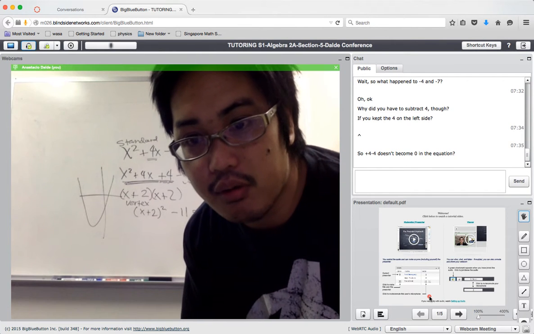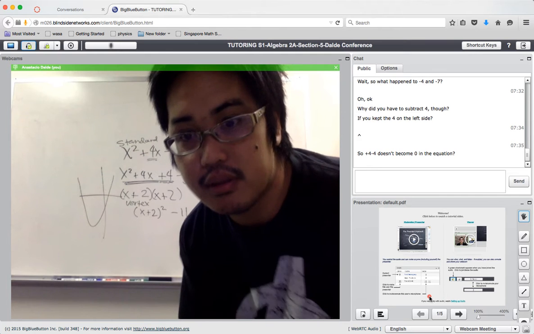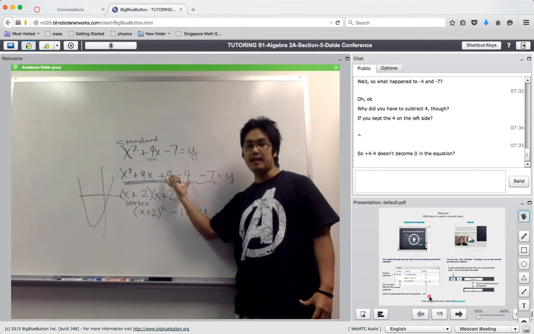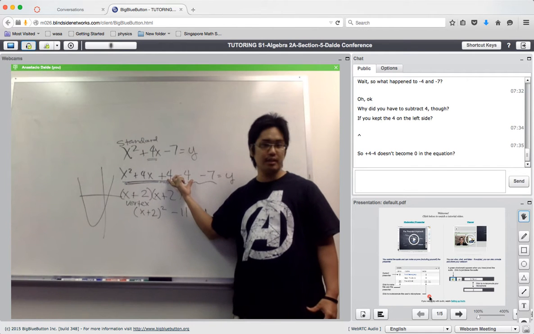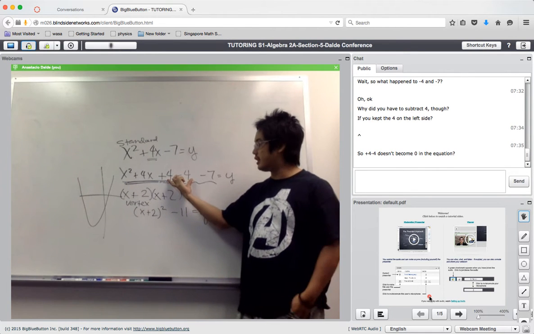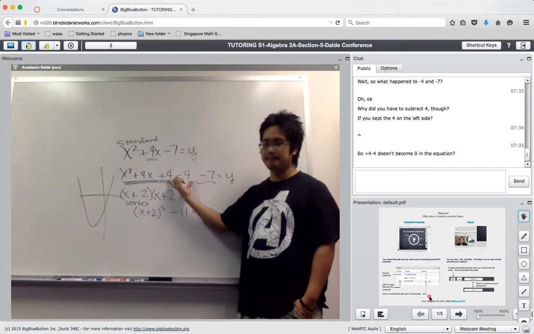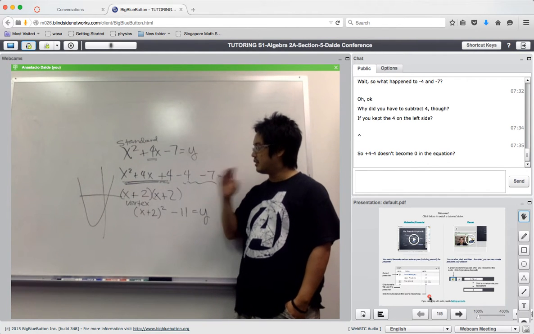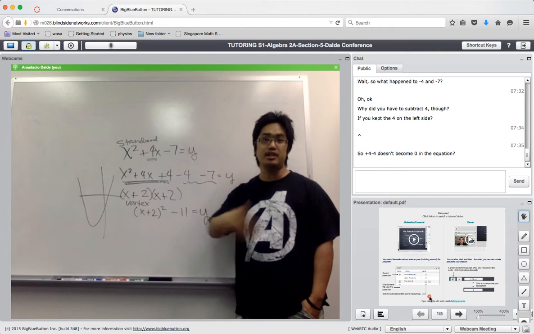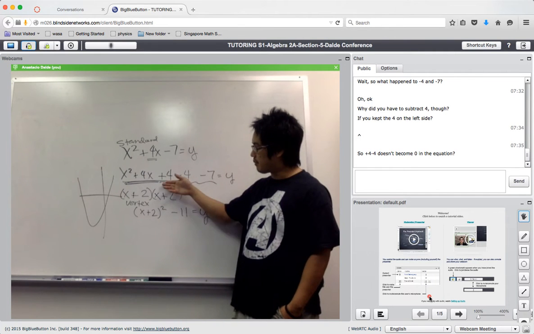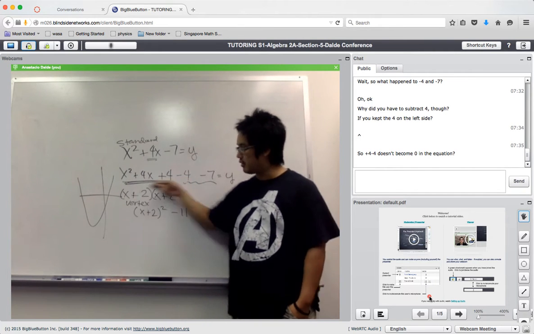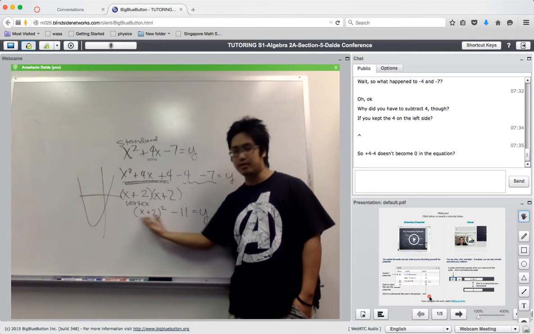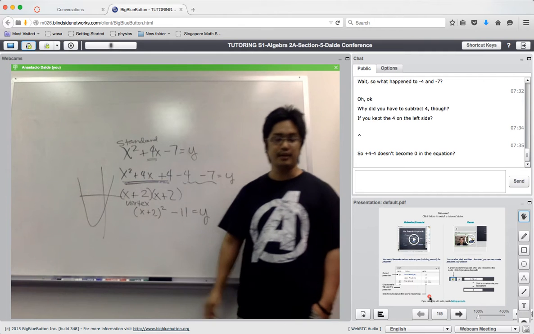So plus 4 minus 4 doesn't become 0 in the equation? Yeah, it does. It is 0 in this equation. But by adding 0, I'm not changing anything, and that plus 4, this part right here, gives me this part right here that I can use for perfect square trinomial factorization.